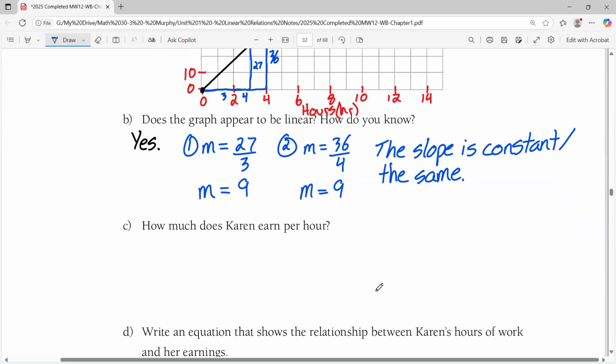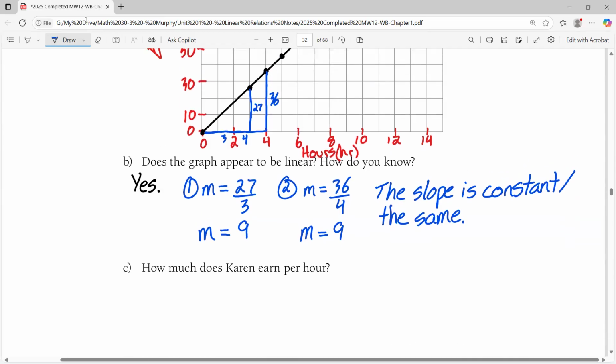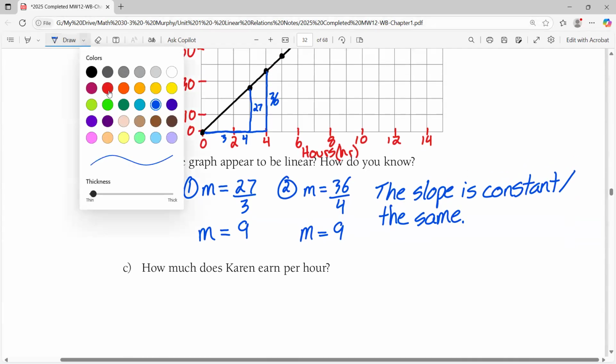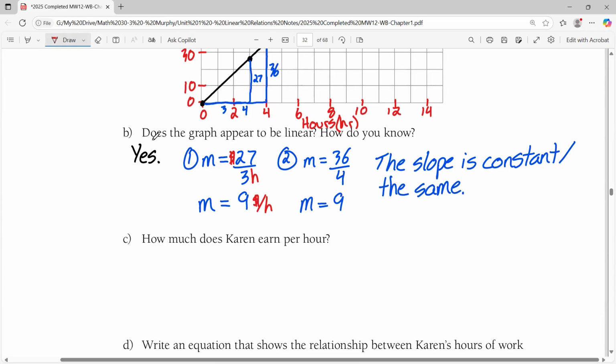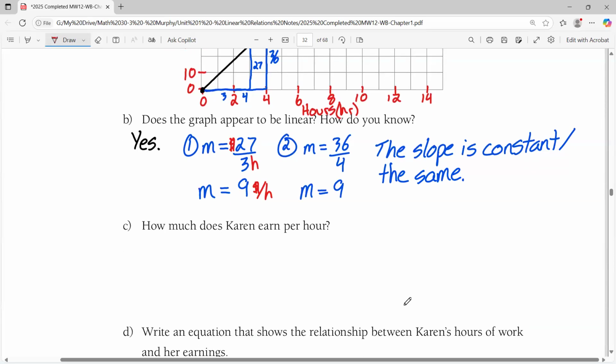So how much does Karen earn per hour? And if we look at what our slope was, this is $27 over 3 hours. So this is dollars per hour. Her slope is her earnings per hour. So she earned $9 per hour.